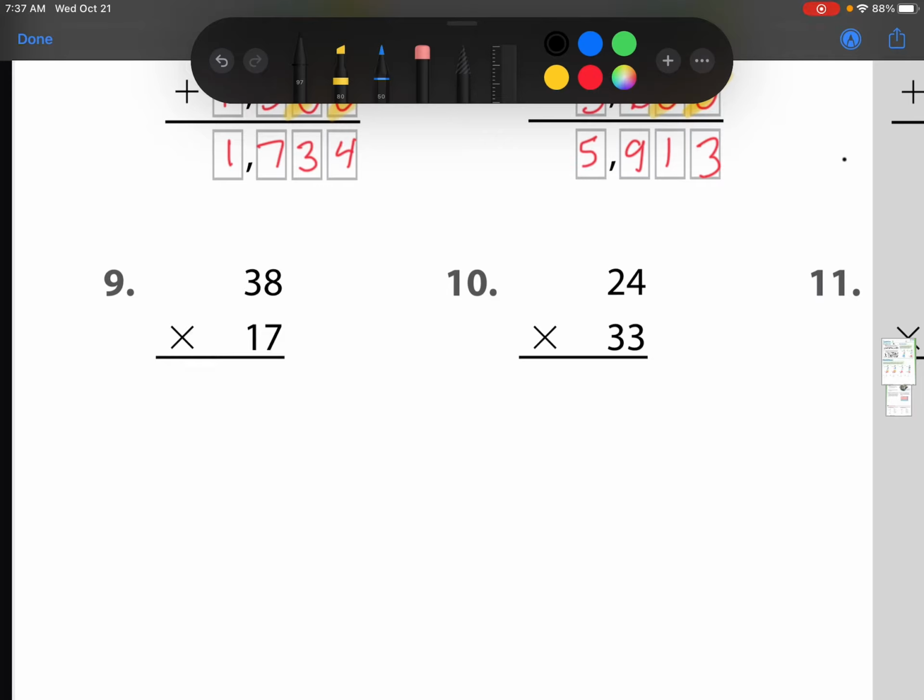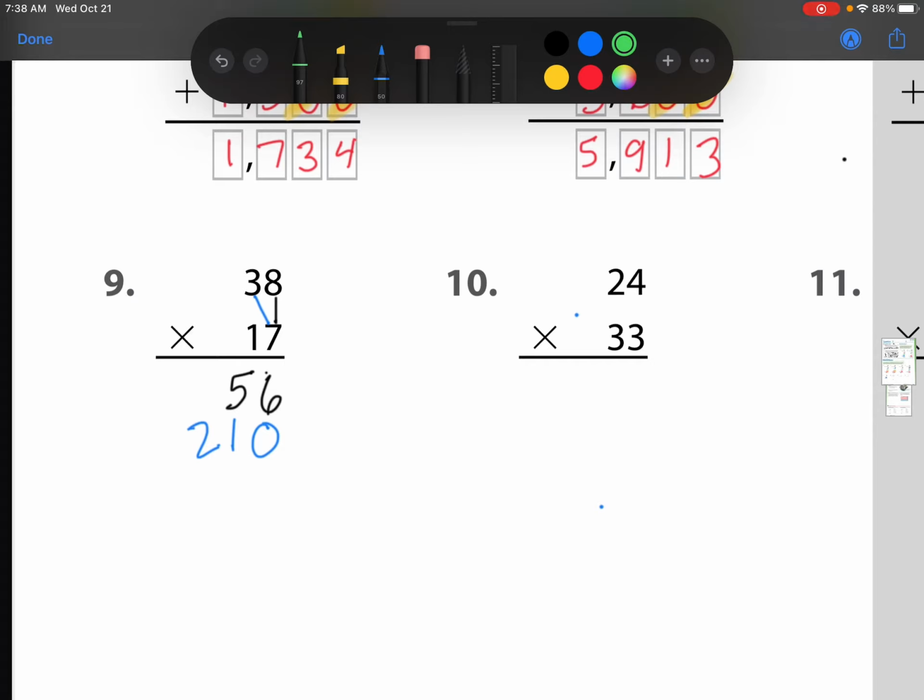So I'm still going to do my ones place value, 1 times ones, which is 7 times 8, which is 56. And now I go to the next one. I do 7 times 30. Well, 30 is in the tens place value, so I add a 0. Then I have 7 times 3, which is 21.